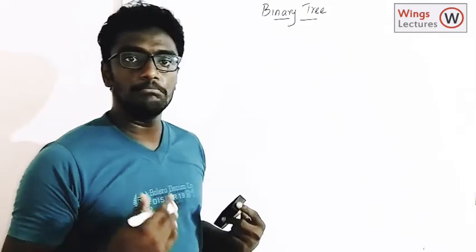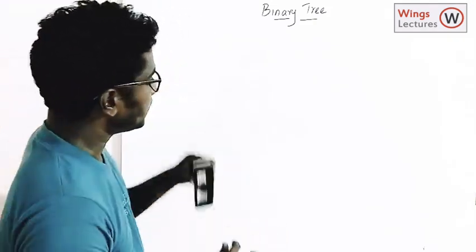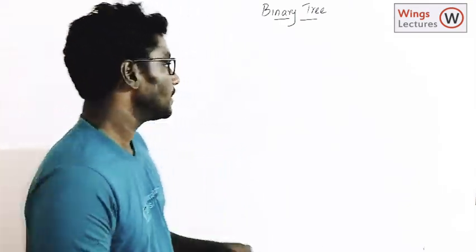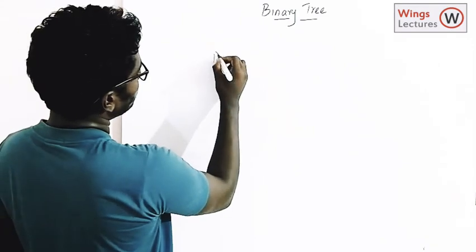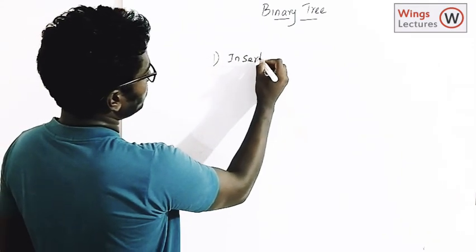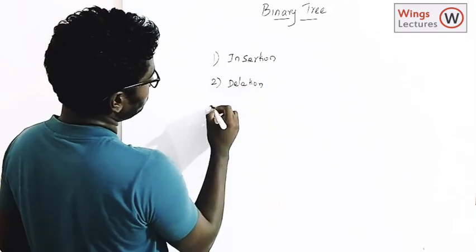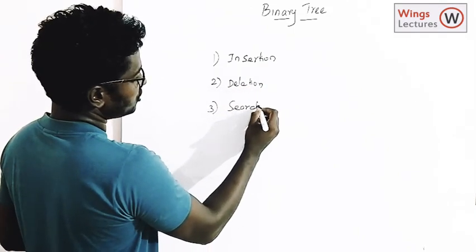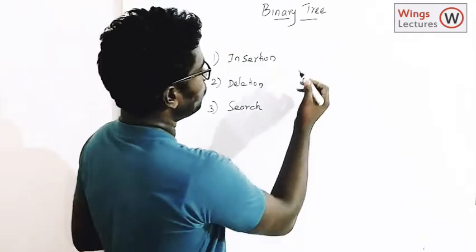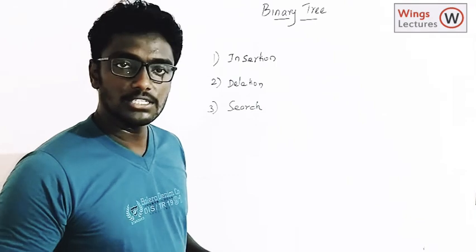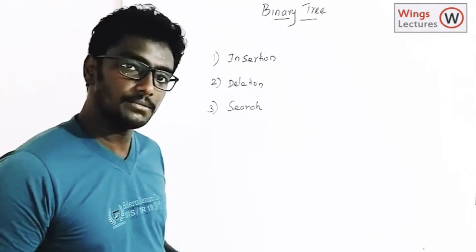These are the important categories we have under binary tree. The other categories, binary search tree and AVL tree, we are going to see in coming videos. The basic operations we have in binary tree are insertion, deletion and search. We are going to perform these operations using binary search tree, so you will see about that in coming videos.